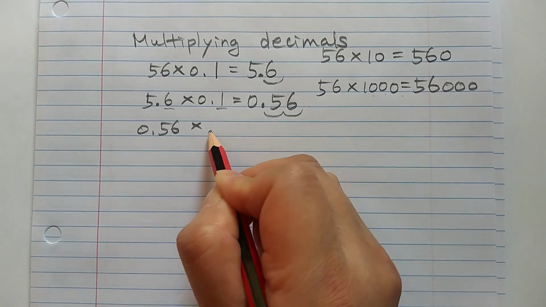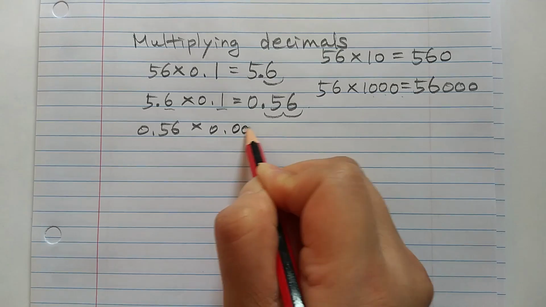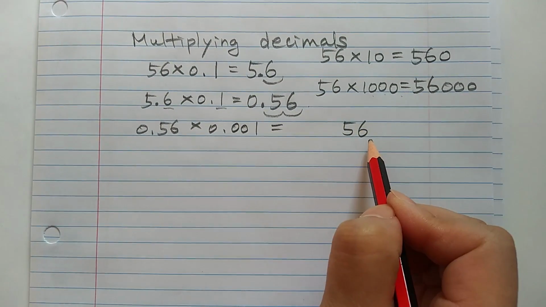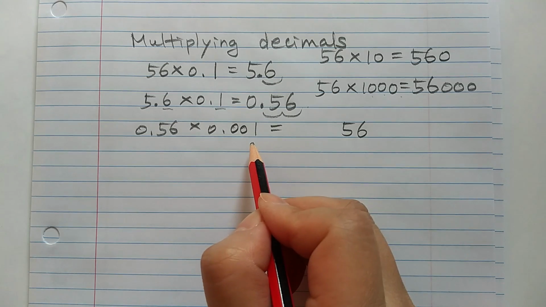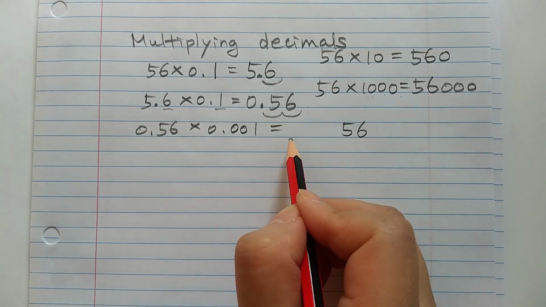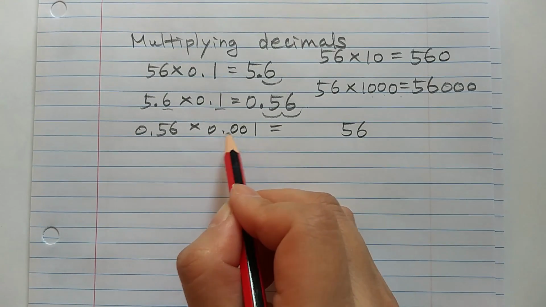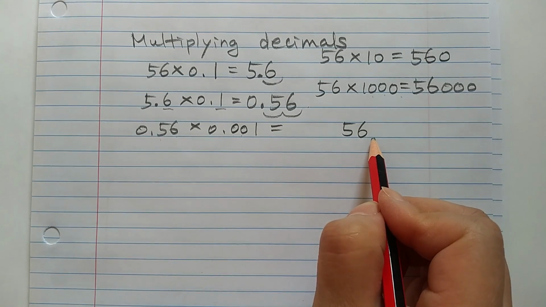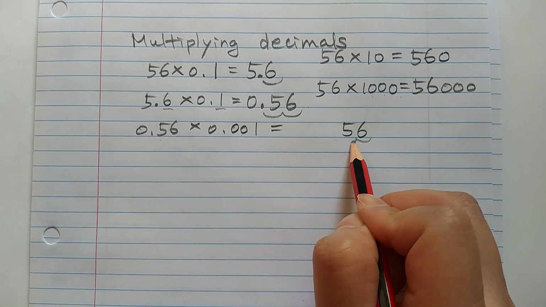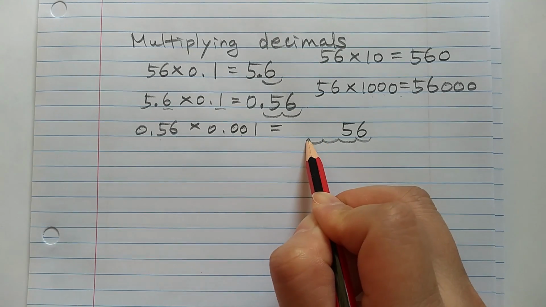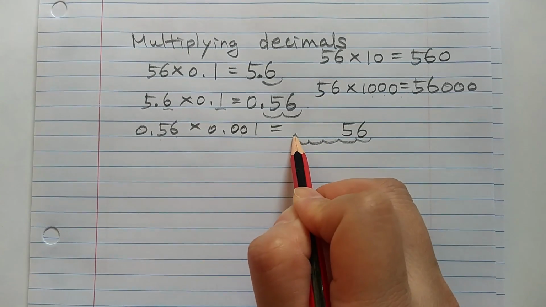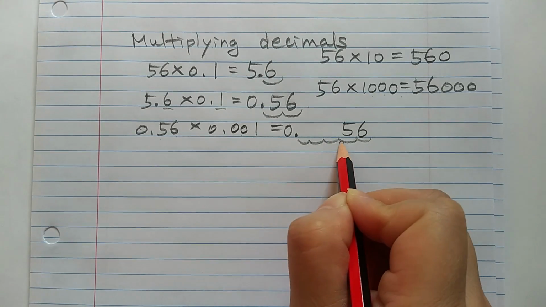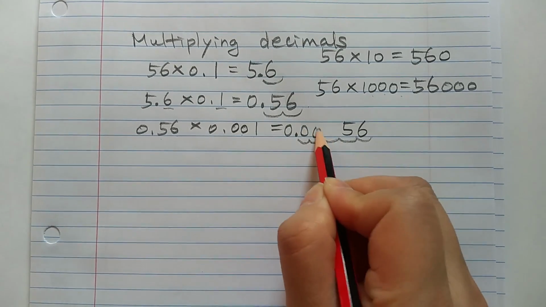0.56 times 0.001. Let's put 5, 6 down here because it looks like we're going to move the decimal point to the front many steps. 1, 2, 3, 4, 5. So we'll move the decimal point 5 steps to the front. Put the decimal point there, put 0 in front, and fill these spaces with zeros.